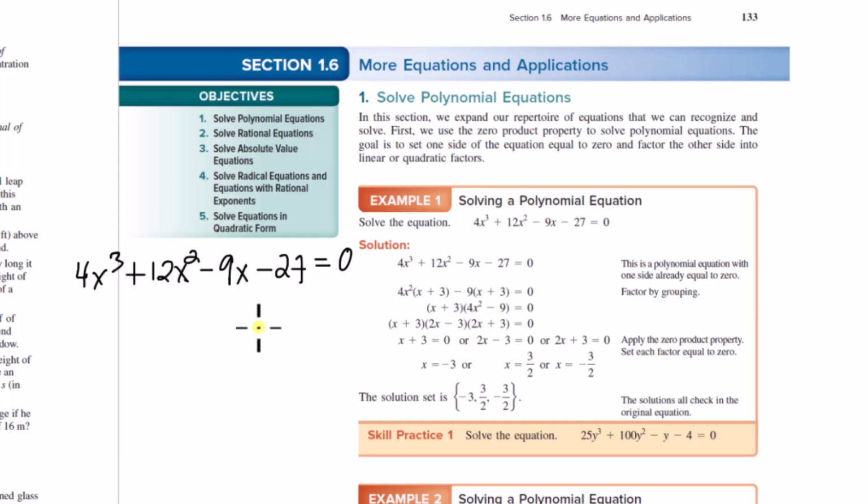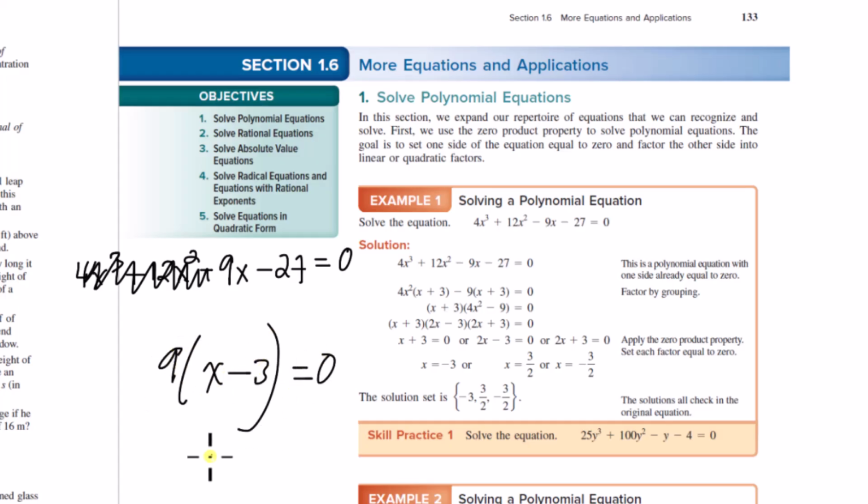You can solve a quadratic or even a linear equation using the zero product property method. Right here, if we had this linear equation, okay, well, let's factor out a 9. 9 times 3 is 27. There you go. x is equal to 3, right? Okay.